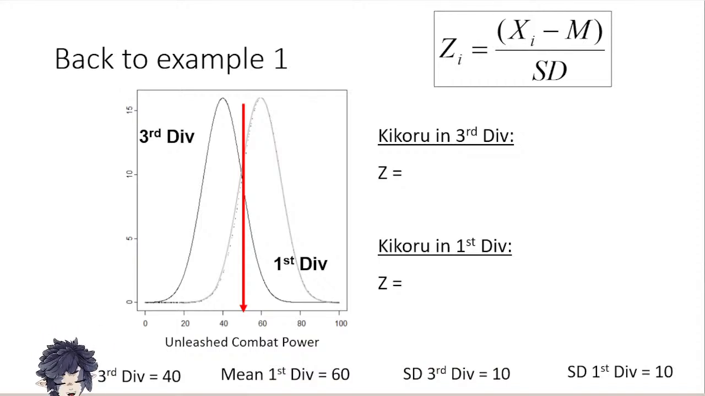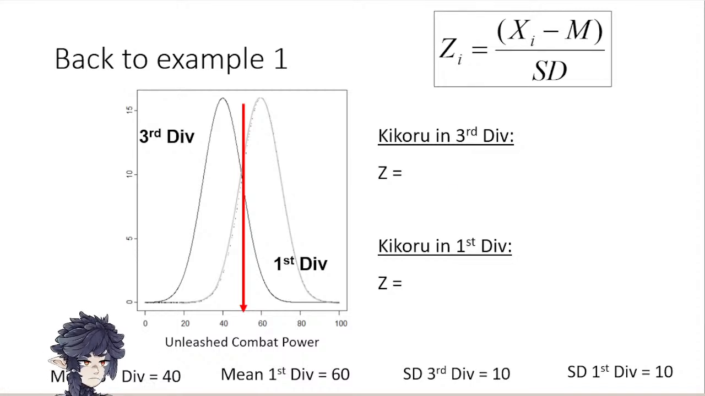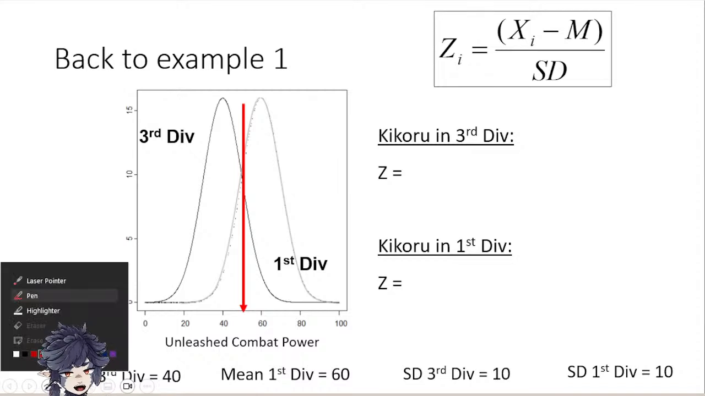So let's practice calculating some z-scores. Here on the left, we have our third division distribution. On the right, we have our first division distribution. I've given you the formula for z-score up here. The mean for the third division is 40%. The mean for the first division is 60%. And the standard deviation for both in this example is 10. So let's see how far above or below the mean Kikoru is in the first and the third division.